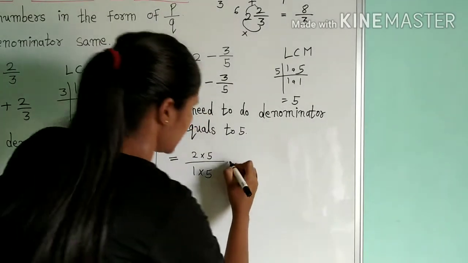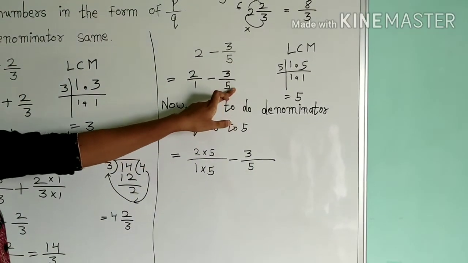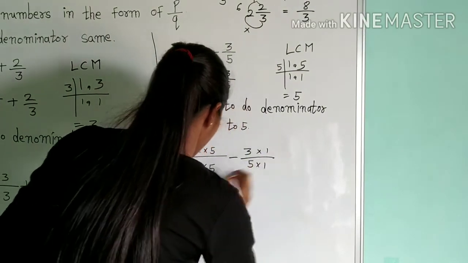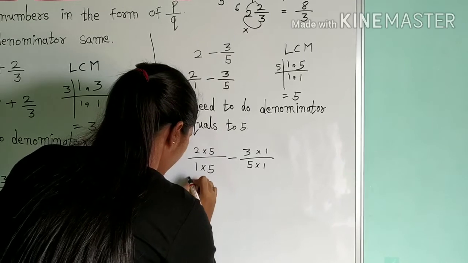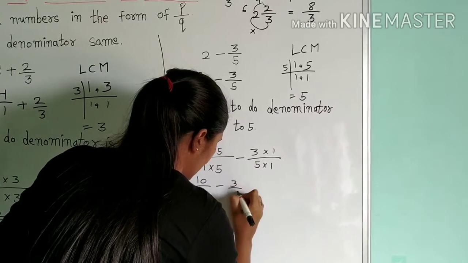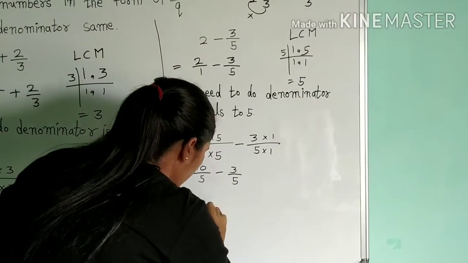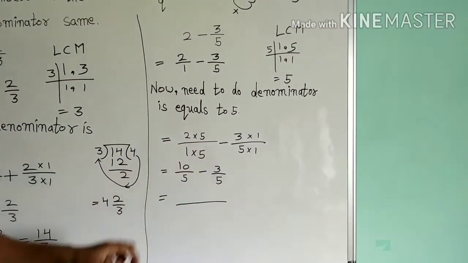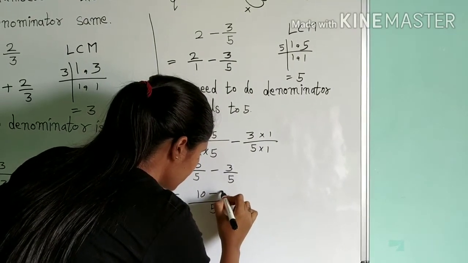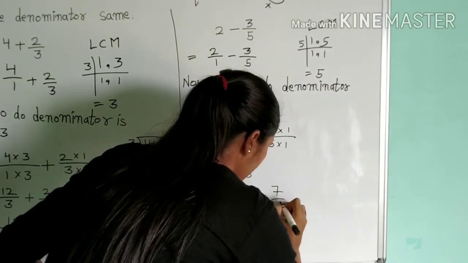Okay. Then the minus sign. Then 3 by 5, we multiply it by 1. Why? Because 5 is already given. So 10 by 5, then 3 by 5. See, now our denominators are same. So we write this denominator one time, 5, then 10 minus 3. Okay. So we got 7 by 5.